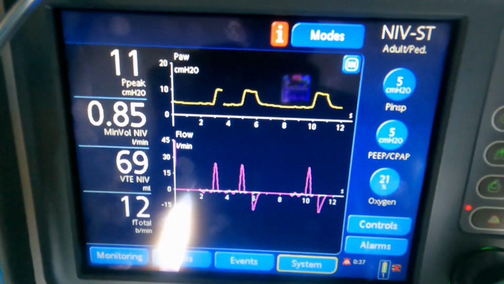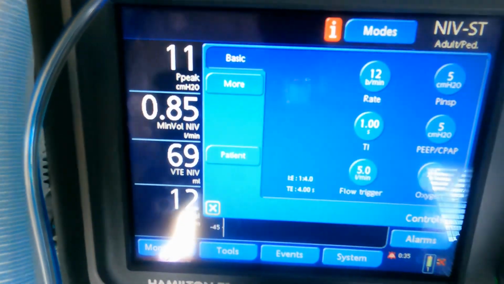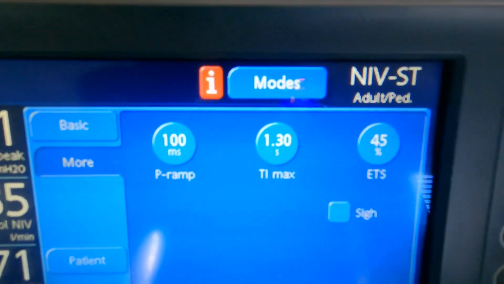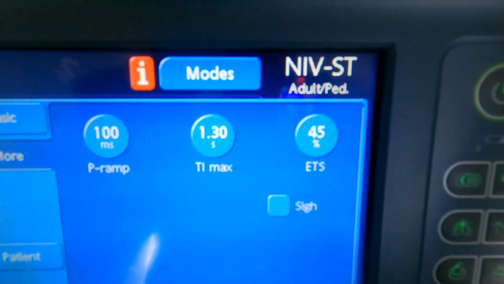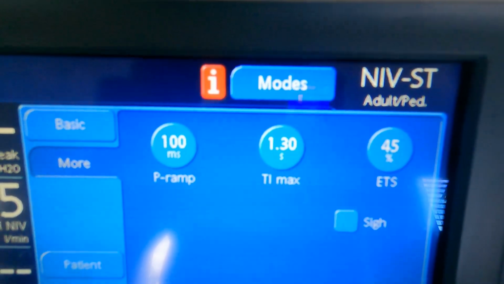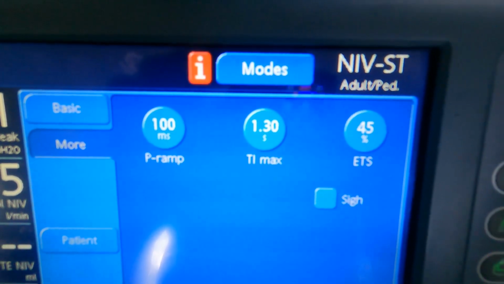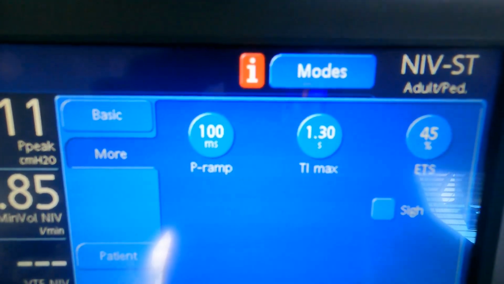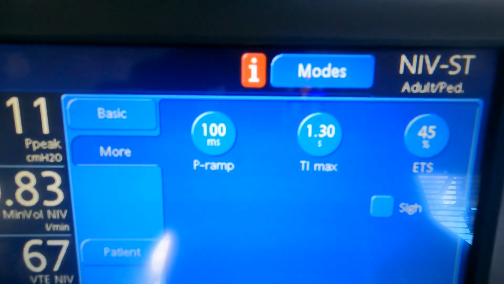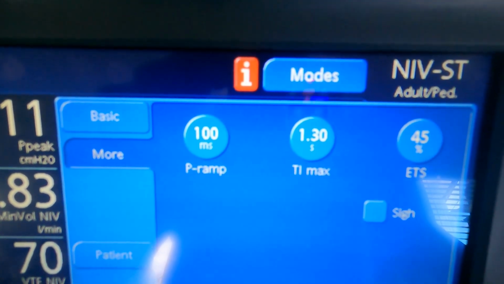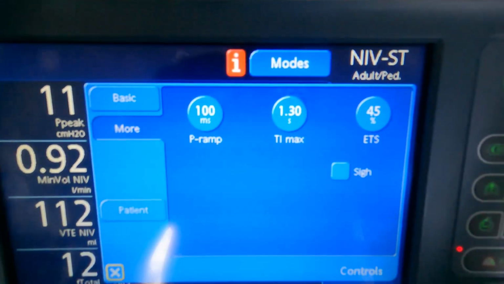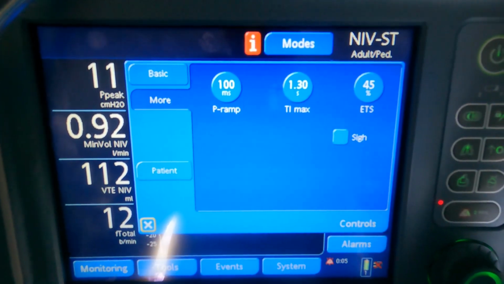Last thing with BiPAP is going into our controls and then finding the secondary settings. Okay, so we're looking for P ramp, TI max, and ETS percentage. So these settings are all configured to match our protocols because I selected this mode from the standby screen. Just a quick reminder that P ramp, TI max, and ETS percentage basically provide the patient with a faster inhalation with a shorter amount of time and allow them more time to exhale. So that's about everything as far as BiPAP goes.